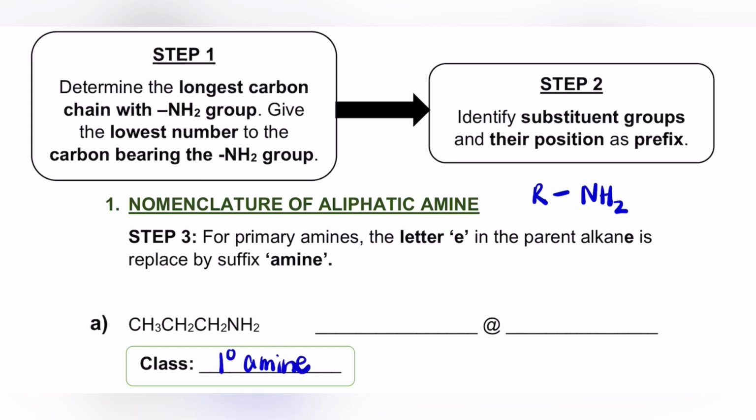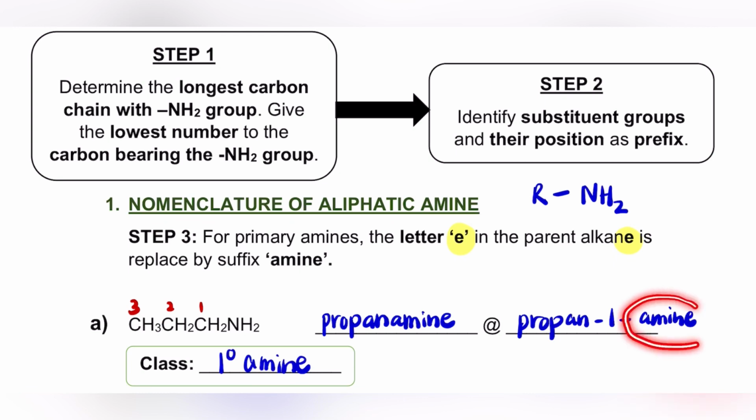And then when you want to give the name for this part, you have to choose how many carbon chains that you have. We have 3 carbon chains starting from here. So 3 carbon chains usually for alkane is propane. But because we want to change the letter E at the back, the letter E at the back of the alkane name will be changed to amine. So this one will become propanamine. Another one, you can also write it down as propan-1-amine. This is where you separate the family name with number in the middle of it.